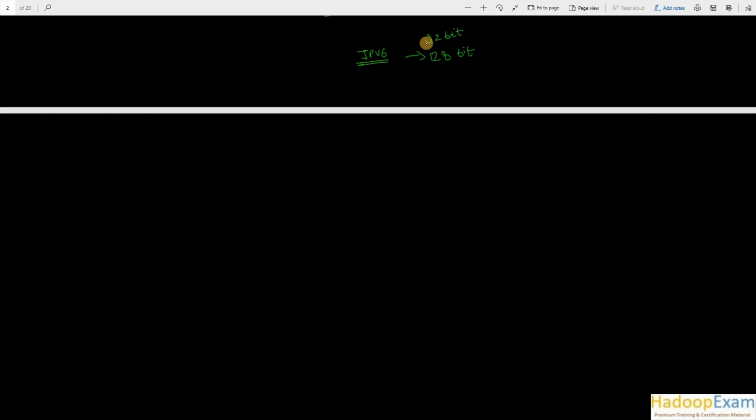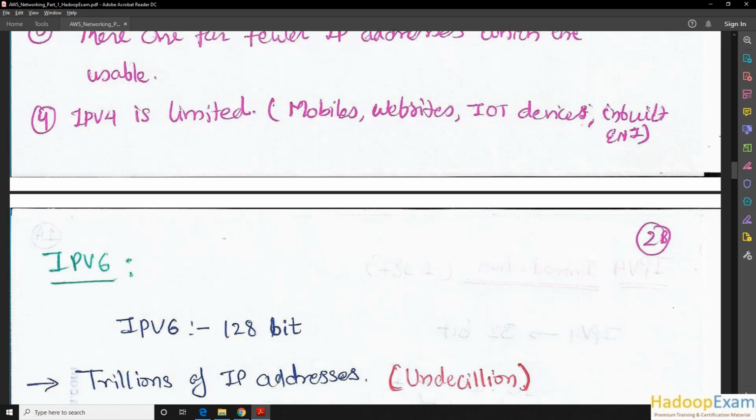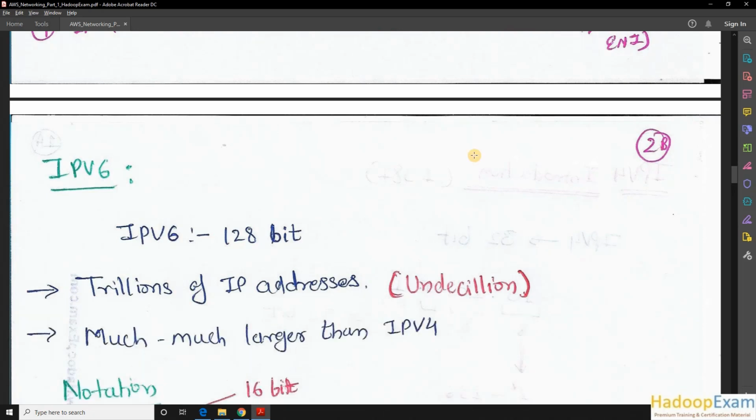So now the IP range, it was giving me 4.3 billion IPs, but this is like trillions of possible IPs. It is such a high number that we can never consume all these IP addresses. Even if we are using all mobile devices, all IoT devices, everything, we cannot consume this many IP addresses. 2 raised to power 128 IP addresses we can create, correct? So this is a huge number, trillions of IP addresses. This is also known as an undecillion number, much larger than IPv4.